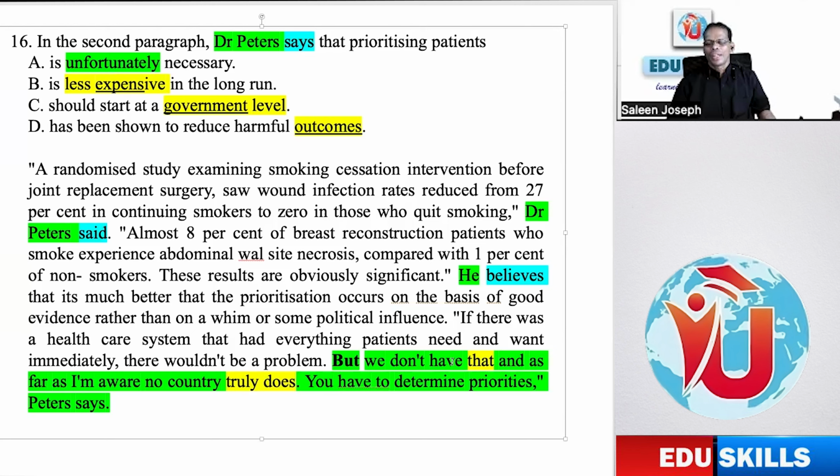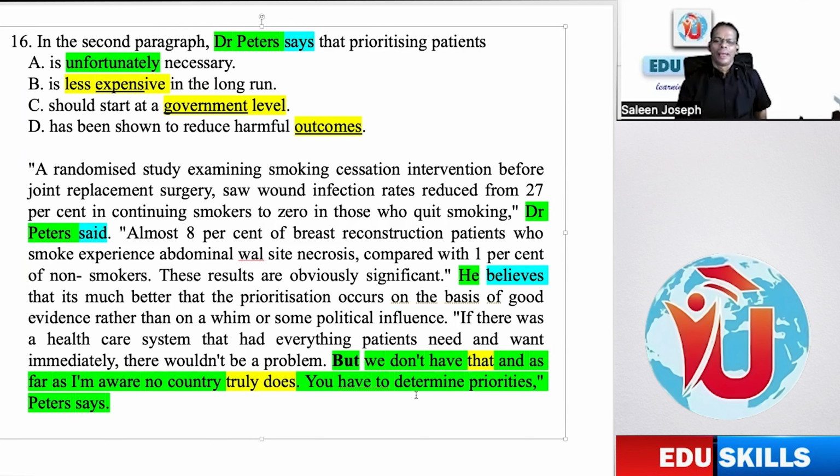Here the concept is entirely different. They are speaking about whether a country truly does, not about prioritizing patients, but about a healthcare system that had everything patients need and want. So prioritizing patients has no connection to this concept. Is that clear? This needs a bit of competency, because you should be able to read for the emotions.